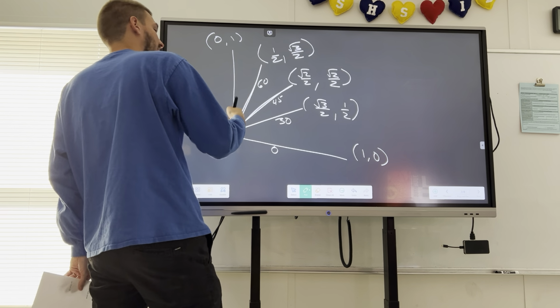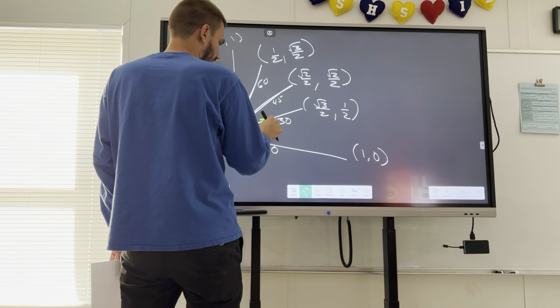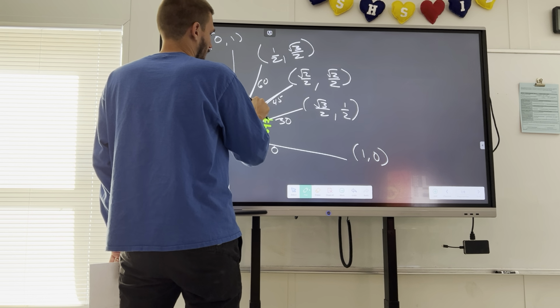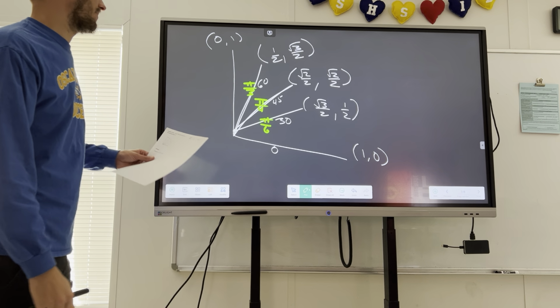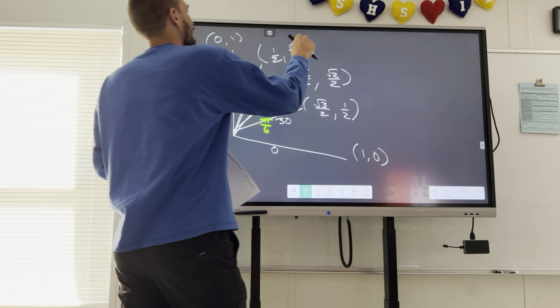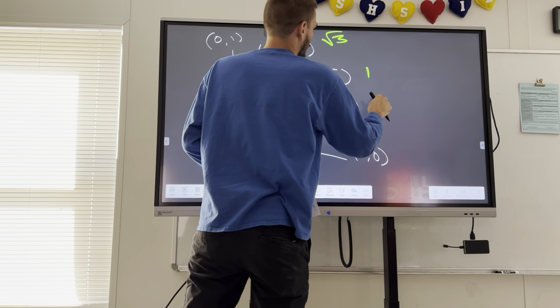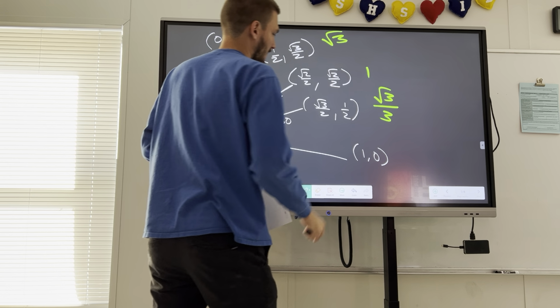They've also got our radians, and it's a little bit tight in there, so pi over 4, pi over 3, sure. I also like to cheat and put my tangents. Square root 3, 1, square root 3 over 3.